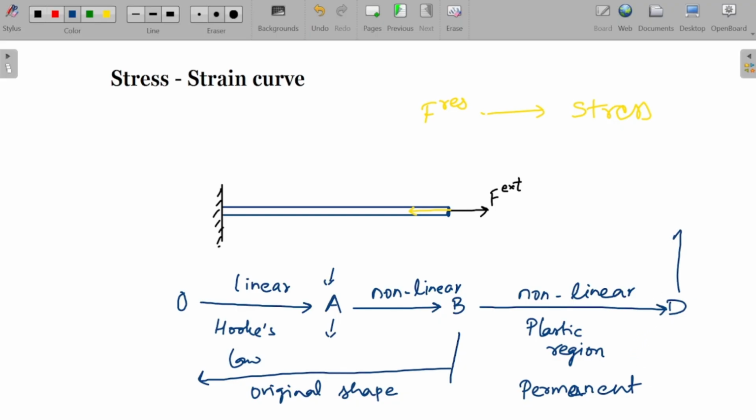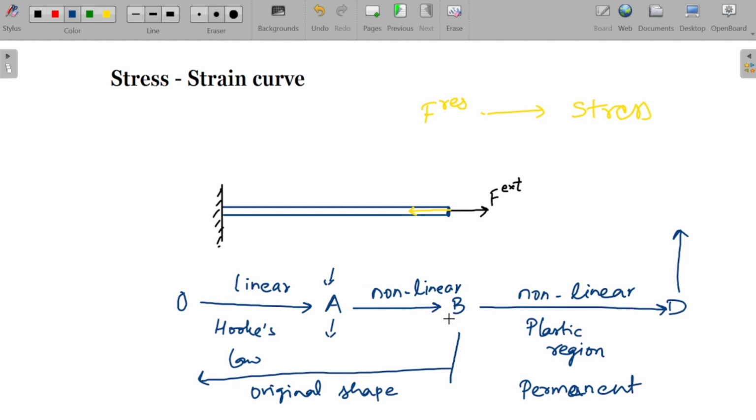After D, if we reduce this stress... up to here we were increasing the external force and hence increasing the stress. Initially, stress and strain had a linear relation, and then it came to a point from where it behaves non-linearly.